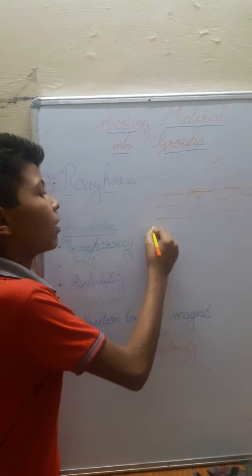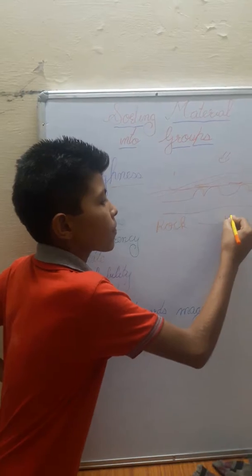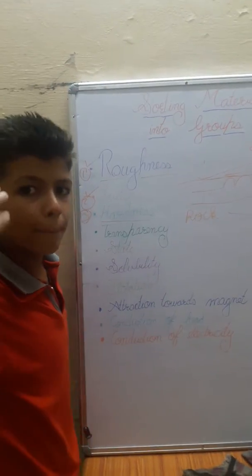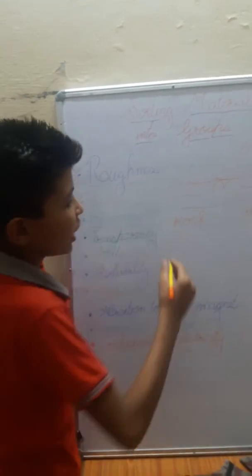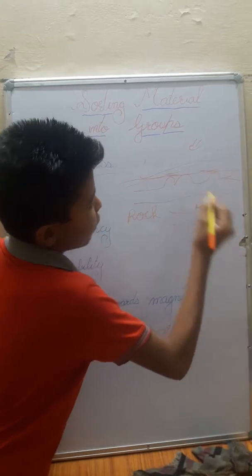Example, if you take a rock, it is hard, whereas if you take a pillow or a feather, it will be soft.